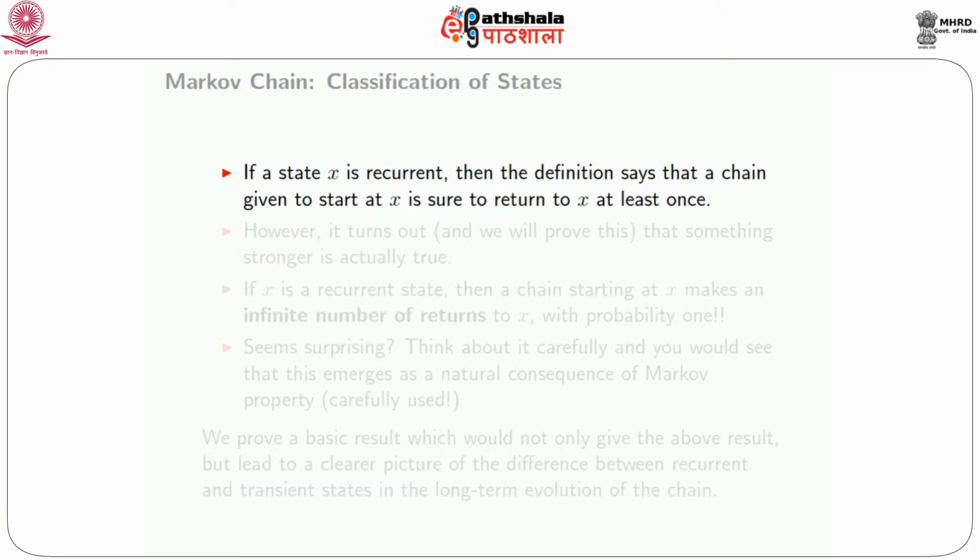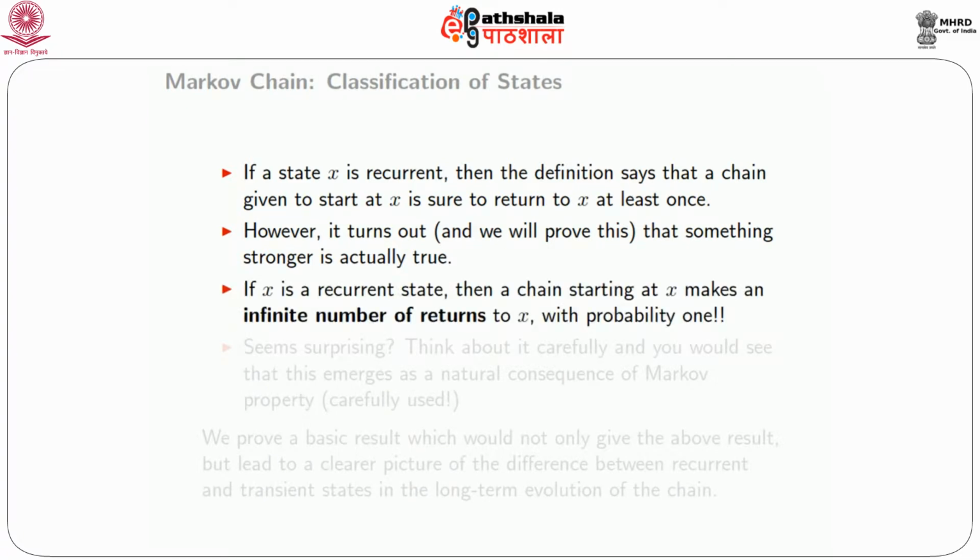So just saying the same thing in a different language, if a state x is recurrent, then the definition says that a chain starting at x is sure to return to x at least once. However, it turns out, and we'll actually prove this, that something stronger is true. It turns out that if x is a recurrent state, then a chain starting at x actually makes an infinite number of returns to x with probability 1. Remember, the definition said that the chain is sure to return to x at least once. But what we are saying is that in reality, if x is recurrent, then a chain starting at x will actually return to x an infinite number of times with probability 1.